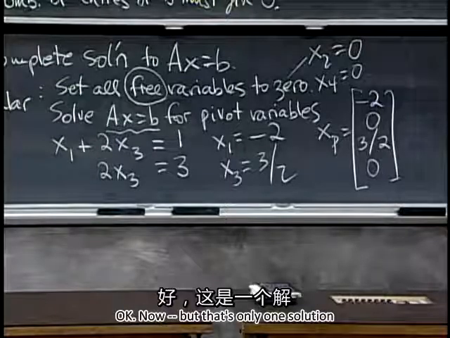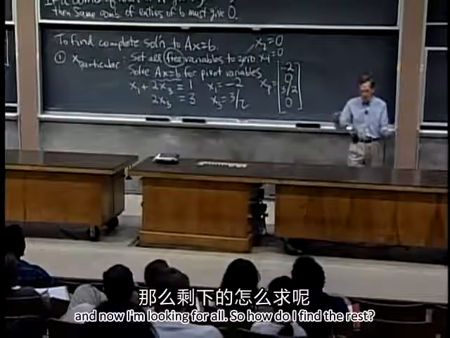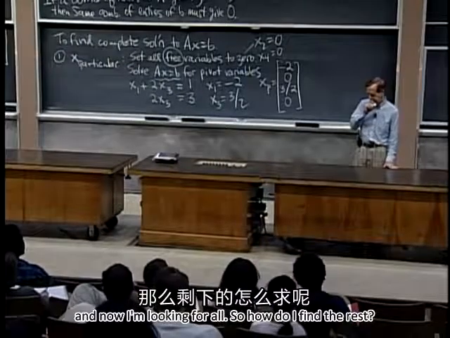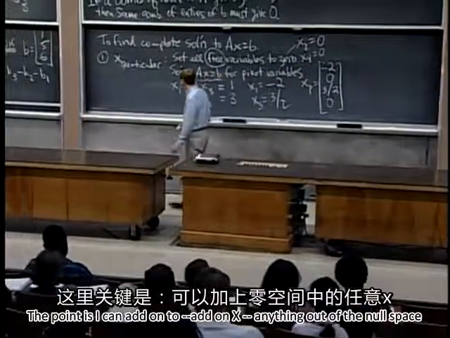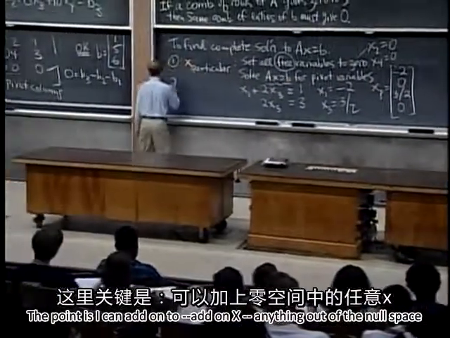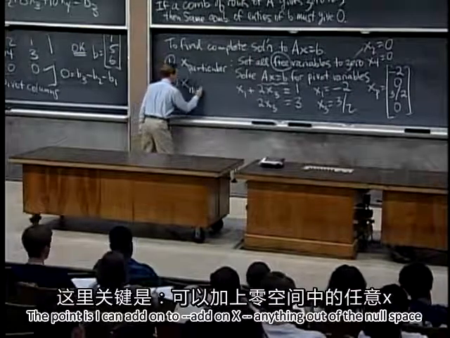Okay. Now, that's only one solution, and now I'm looking for all. So how do I find the rest? The point is I can add on x, anything out of the null space.